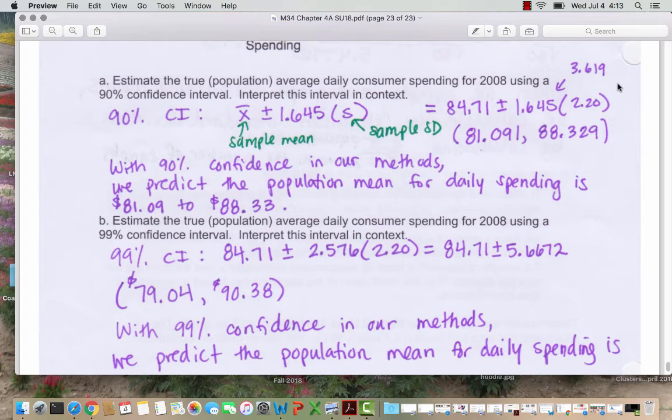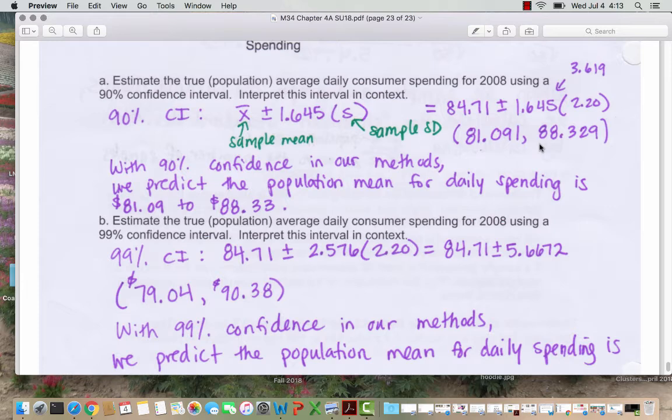When you multiply this, you get 3.619, and then our lower bound is 81.091 when you figure out 84.71 minus the 3.619, and when you add, you get 88.329 as our upper bound. So we can interpret this by saying with 90% confidence in our methods, we predict that the population mean for daily spending is between $81.09 up to $88.33.